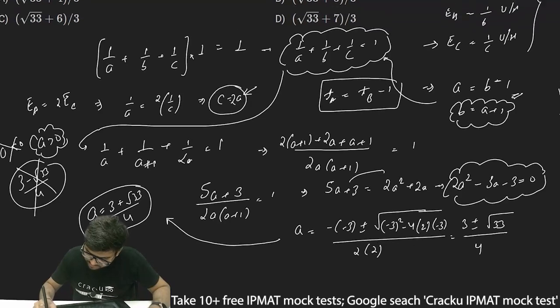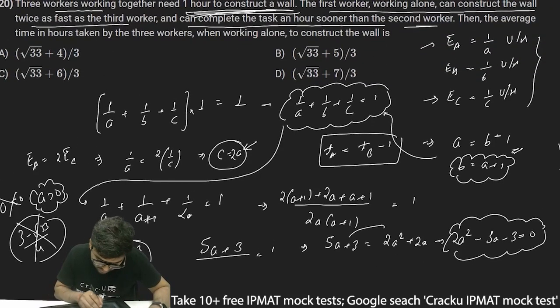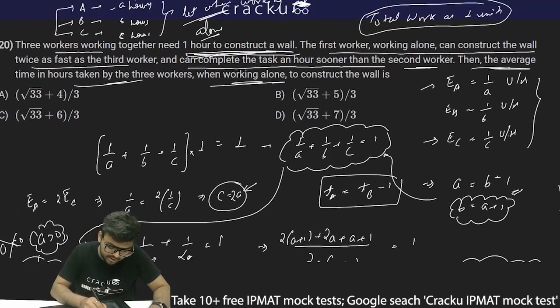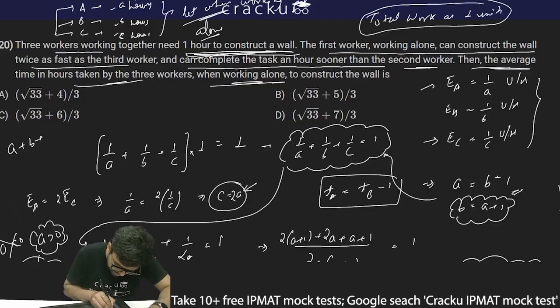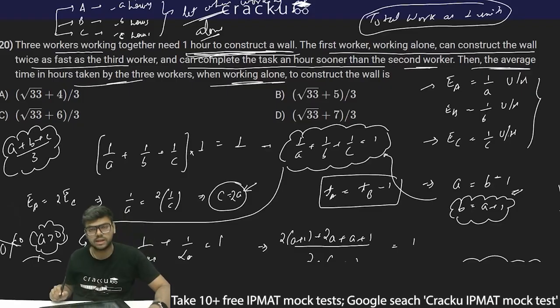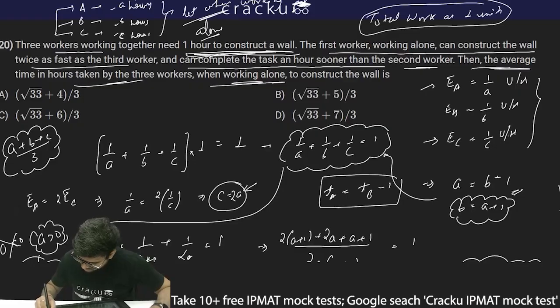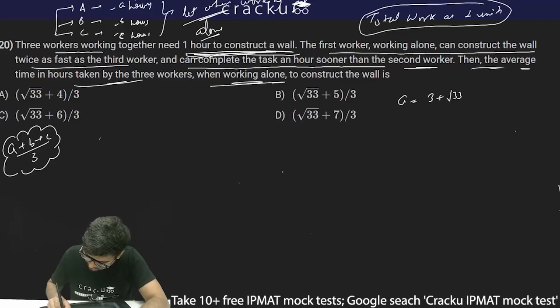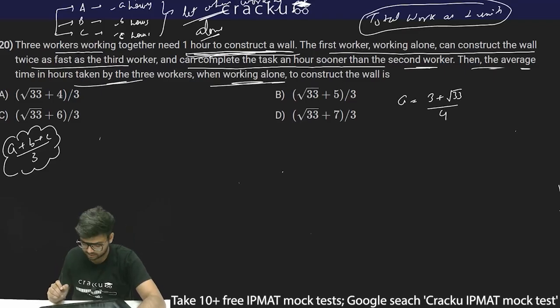It is asking the average time in hours taken by 3 workers when working alone to construct the wall. So when working alone, time taken is A hours, B hours and C hours. So average hours will be A plus B plus C divided by 3. So we need to find out the value of A plus B plus C divided by 3. Now we have found the value of A is equal to 3 plus under root 33 by 4.